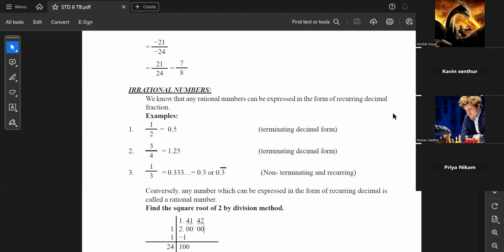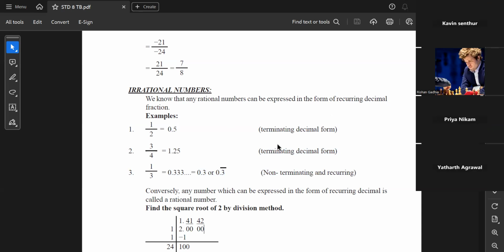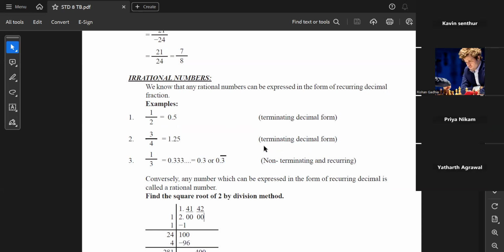Okay? Kavin, tell me. Sir, my doubt is, you are saying that root 2 is an irrational number, but it can also be represented as 2 root 2 by 2. So it is in a p by q format. So why doesn't that make it a rational number?